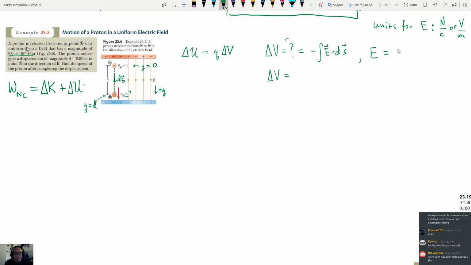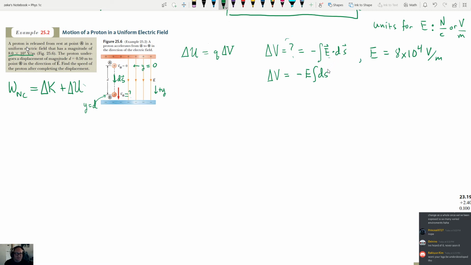It's 8 times 10 to the 4 volts per meter. In addition, we also know that the angle between E and ds is equal to what? 0. Is 0, right? So the dot product disappears. So basically, this should be familiar to you if you've been doing your Gauss's law homework, that you just pull the E out, and you just end up getting the integral of ds.